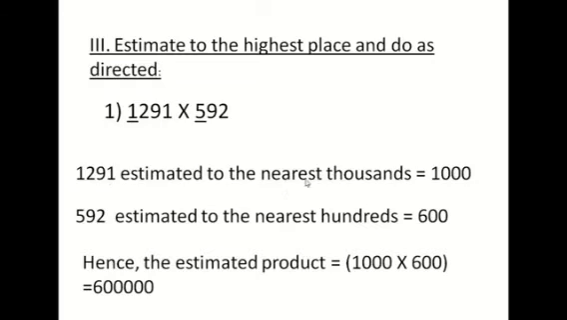So 1,291 estimated to the nearest thousands place is 1000. 592 estimated to the nearest hundreds place is 600. So the estimated product equals 1000 into 600. So 6 ones are 6, along with 1, 2, 3, 4, 5 zeros. So 6 along with 5 zeros.